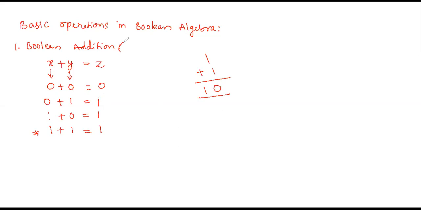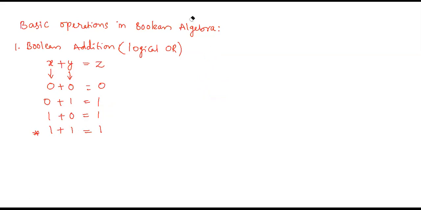This Boolean addition, another name is logical OR operation. Okay, you can easily remember first three combinations: 0 plus 0 is 0, 0 plus 1 is 1, 1 plus 0 is 1. But 1 plus 1 is also 1 only in Boolean addition. You need to remember this.